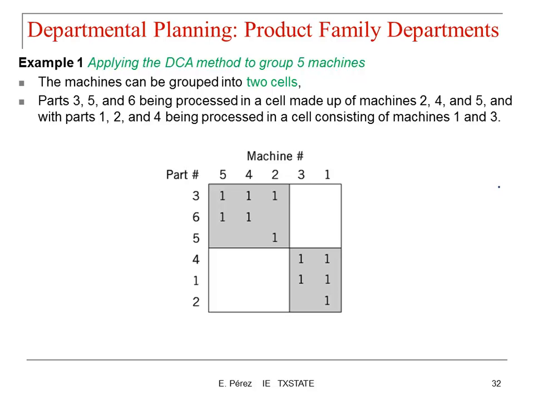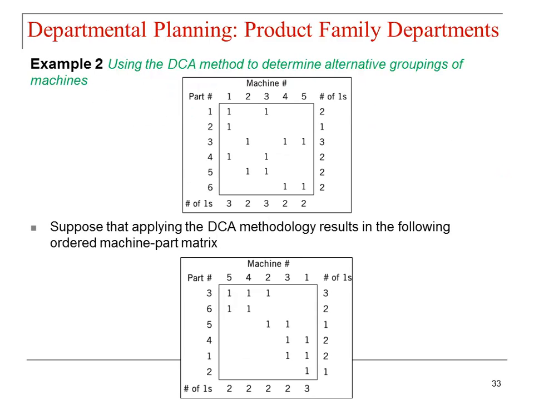So on the next slide, we have a different example following the same algorithm, but now we have a different matrix. We have, again, 6 parts and 5 machines. And we're going to use the algorithm to determine alternative groupings of machines. So after applying the algorithm, this is the solution we get. Okay, so I'm assuming that we already went through the process of moving columns and rows, and this is our solution. Okay, so we find the solution, and we are now trying to form those cells. But what happened?